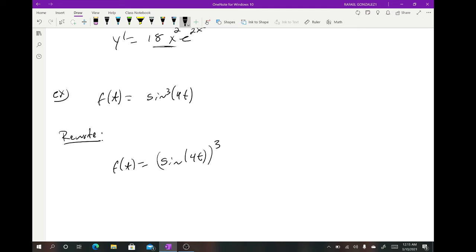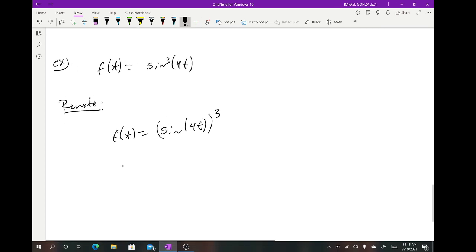And this way you could actually see that we will have a case of the general power rule. When we apply the general power rule to this, when we take the derivative of this, remember you're bringing the 3 to the front, so you're going to have 3 in the front. The inside is going to stay the same, or so you think. So you're going to have the inside, which is sine 4t, right? And we minus 1 from here, squared. But now, because of the chain rule, we have to multiply by the derivative of the inside.